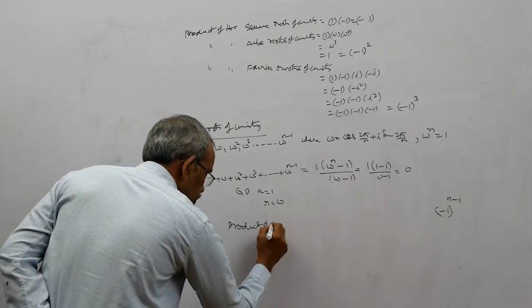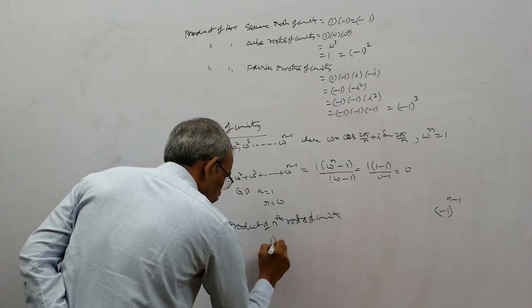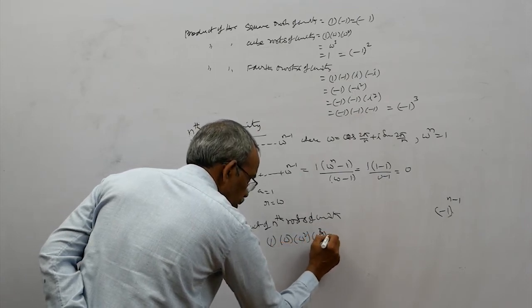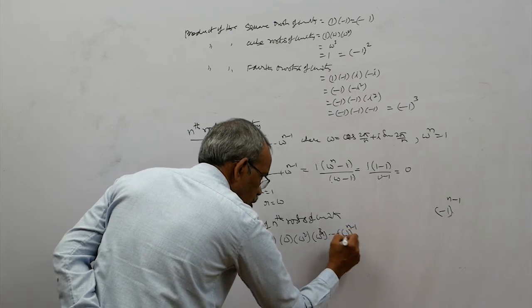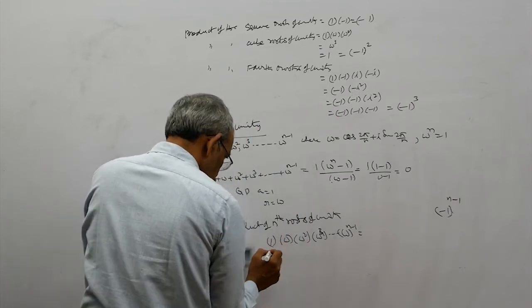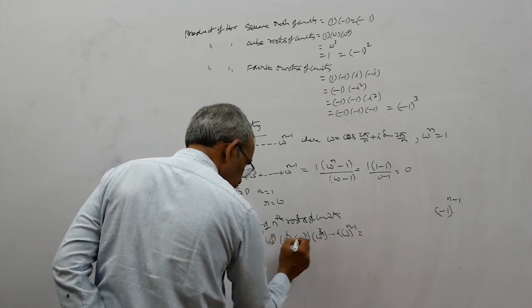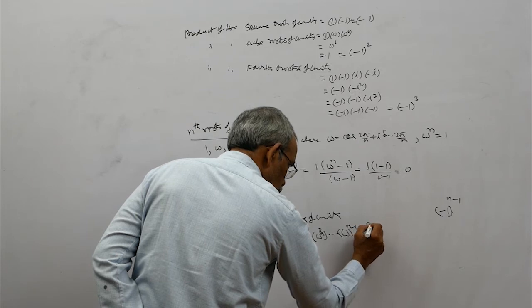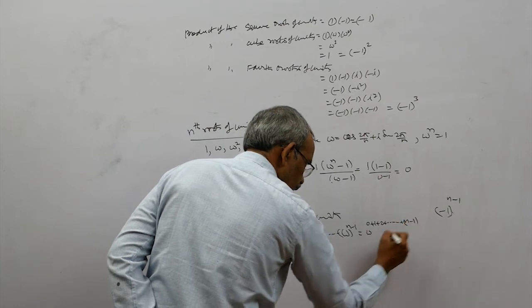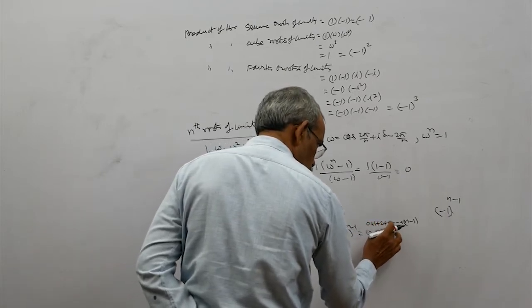Product of nth roots of unity: 1 into omega into omega square into omega cube into omega to the power of n minus 1. Omega 1 means omega power 0, omega power 1, omega square, that is equal to omega to the power of 0 plus 1 plus 2 plus up to n minus 1.